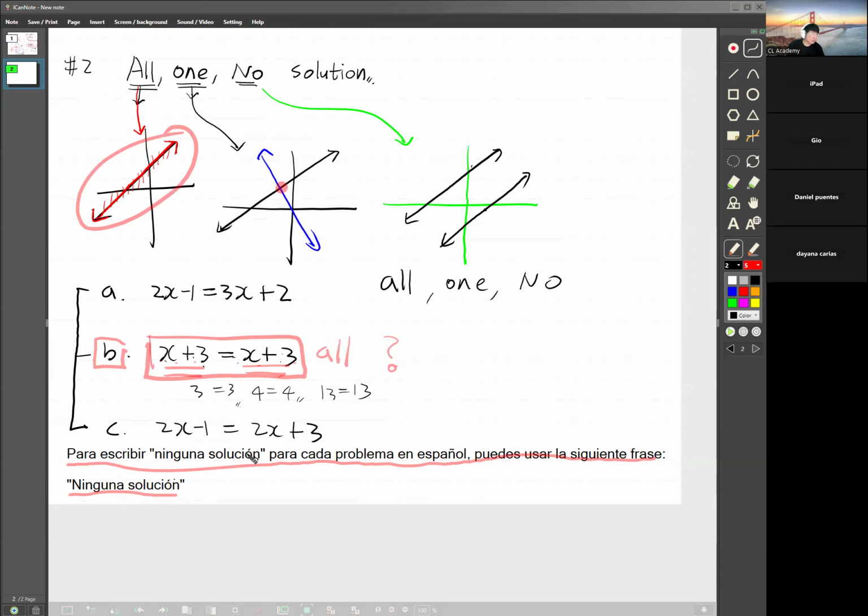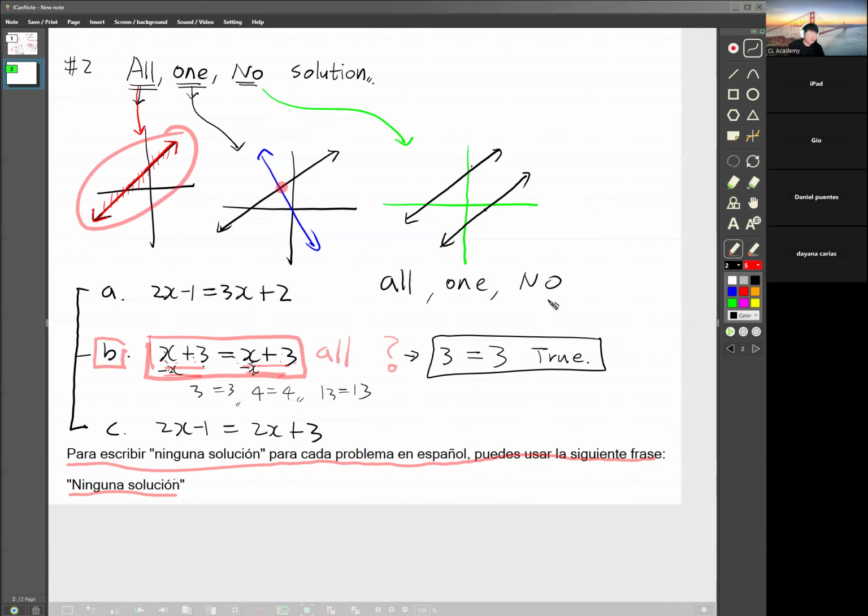Hence, all solutions. Now, the algebraic way is I'm going to subtract x from both sides. Then x minus x is 0, 0 plus 3 is 3. Which is true. Since it is true all the time, all the solutions work.